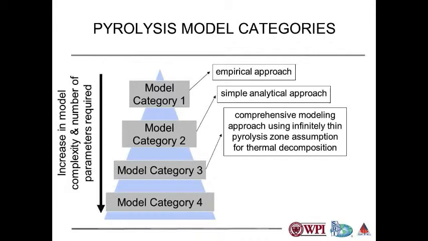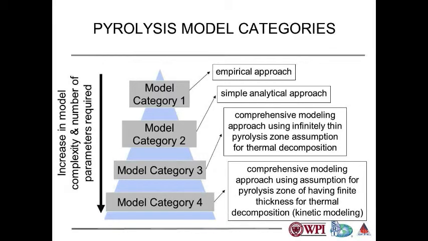And model category 3 is a lot more sophisticated. That involves a more detailed calculation of the heat transfer through the solid, and if it's a char-forming solid, also through the char. However, in this case, it is assumed that the thermal decomposition occurs infinitely fast at a specified temperature, a pyrolysis temperature. And then model category 4 is even more complicated. Again, we have a detailed heat transfer calculation, but it's no longer assumed that the kinetics are infinitely fast, so pyrolysis happens over a finite region.